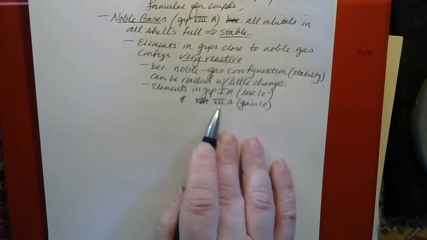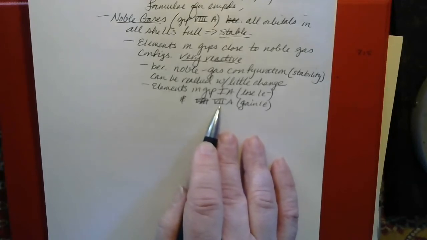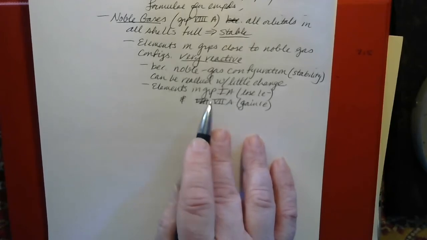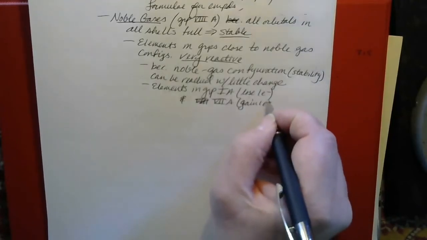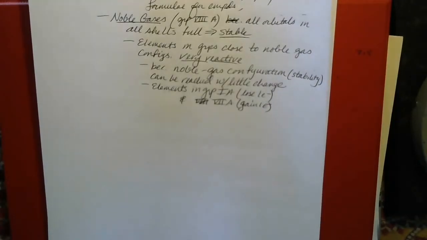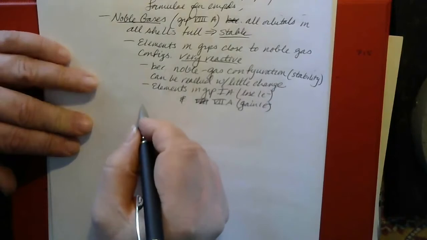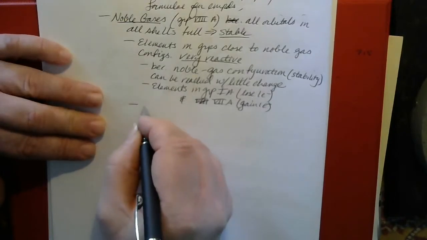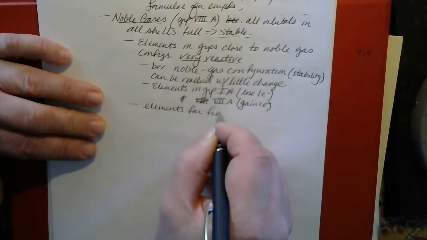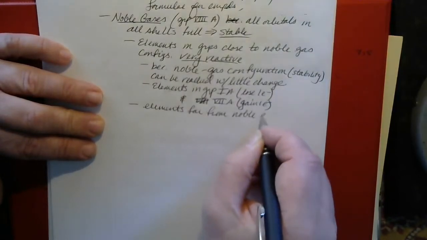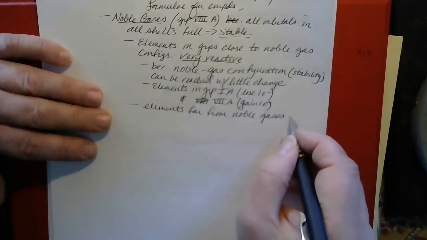The elements in group 7A, the halogens, like chlorine and fluorine, are also very reactive and kind of dangerous to have around because they only have to gain one electron to reach a noble gas configuration. So it's the elements on either side of the noble gases, in terms of atomic number, that are the most reactive of all. Elements far away from a noble gas configuration are much less reactive.